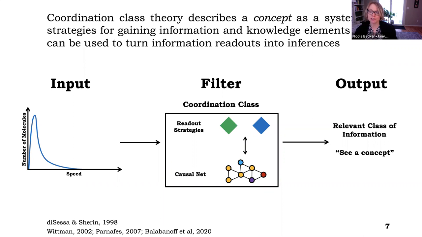Our rationale for using coordination class theory is that it provides a fine-grained account of both the ways in which students attend to features of graphical representations and the knowledge elements that are activated in different contexts. Coordination class theory has previously been used in various contexts, including physics to look at students' ideas of wave pulses and velocity, and in chemistry to look at students' ideas about light-matter interactions.